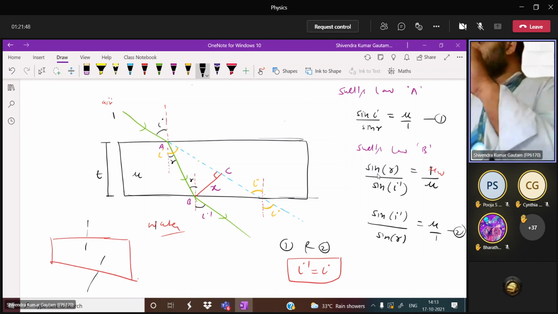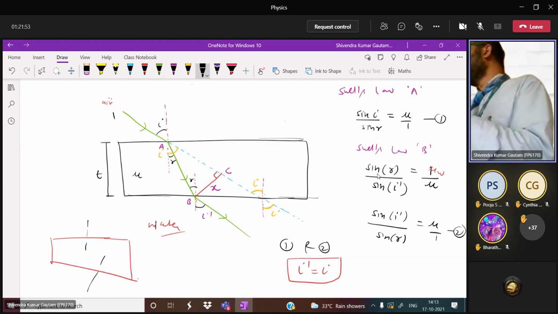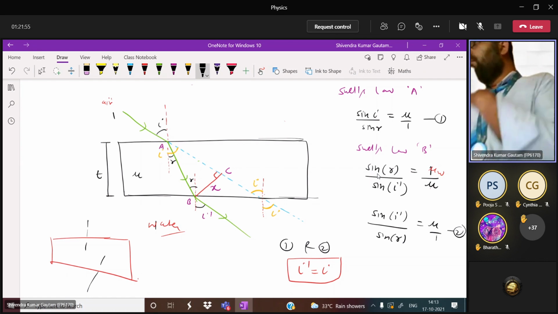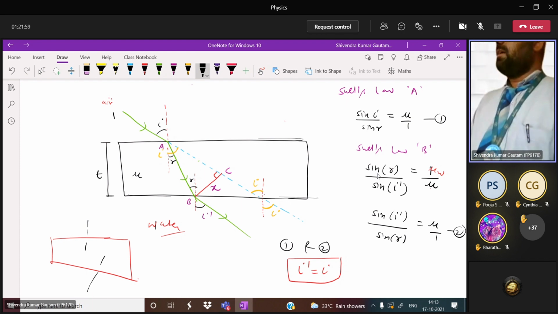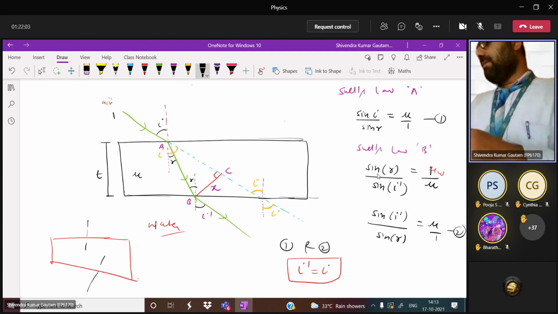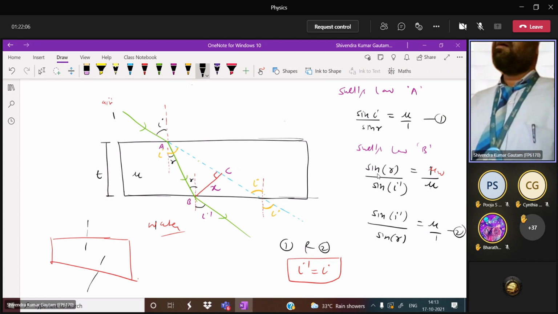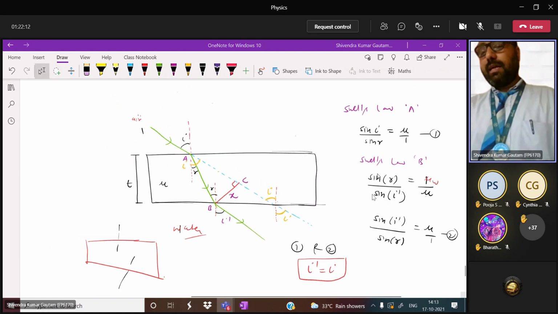It means two conditions should be satisfied here. One, both sides of this slab should have the same medium. And second, both refracting faces of this slab must be parallel to each other. Then only the emergent ray and the incident ray are parallel to each other. Clear to everybody? Make this diagram. Understood everyone, online students?